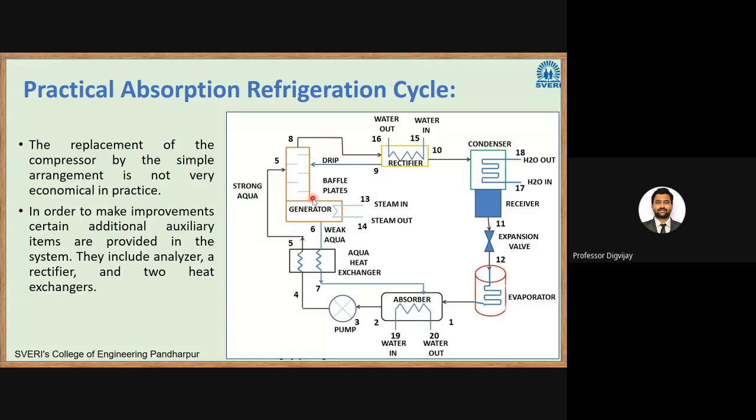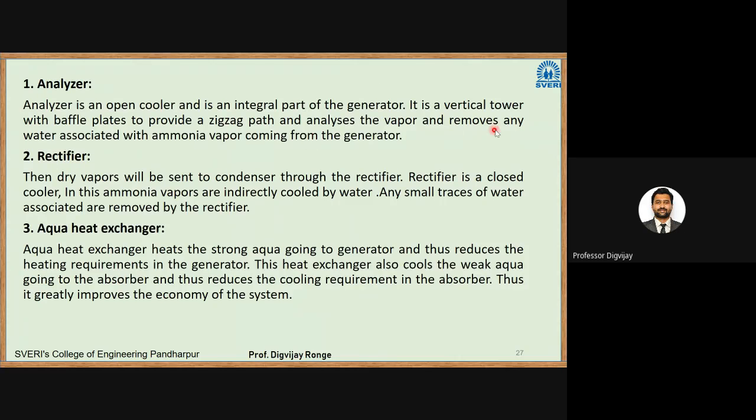So what is happening here? These vapors are passed to these plates. These plates are arranged in a zigzag manner. Then these water particles, when they come in contact with the surfaces, adhere to them. They get attached to these surfaces and thus they are removed. So we get ammonia vapors at the outlet. That is the function of the analyzer. It removes any water associated with ammonia vapor coming from the generator.